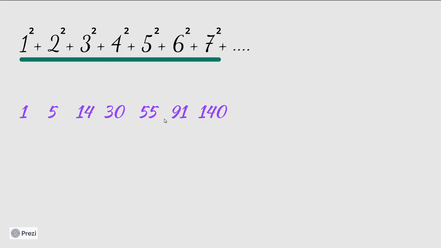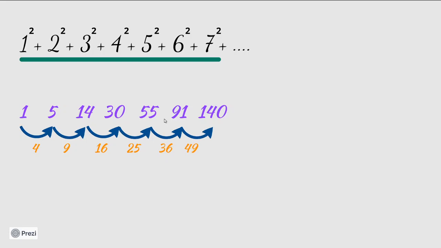Let us take the difference between the numbers. 5 minus 1, 4. 14 minus 5, 9. 30 minus 14, 16. 55 minus 30, 25. 91 minus 55, that will be 36. 140 minus 91, 49. Okay. That is not the same. They are not the same, so it is not a linear equation.